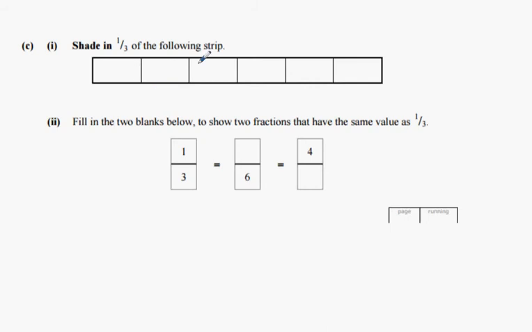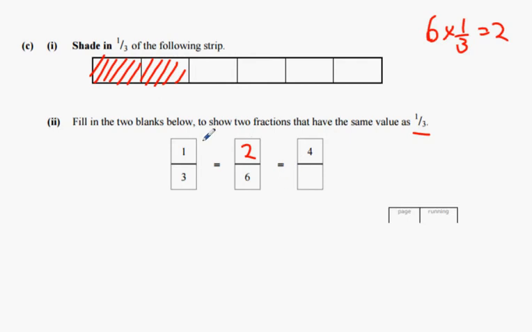Now, part C, shade in 1/3 of the following strip. Well, there's 1, 2, 3, 4, 5, 6 of them. 6 multiplied by a third would be 2 of them. So I have to shade in 2 of them, so we'll just do it this way. 1, 2. Fill in the 2 blanks below to show fractions that have the same value as a third. Well, we can see here that 1/3 is the same as 2/6.